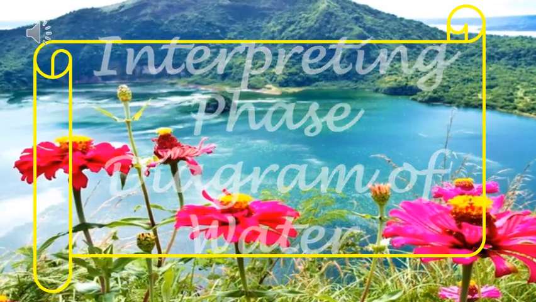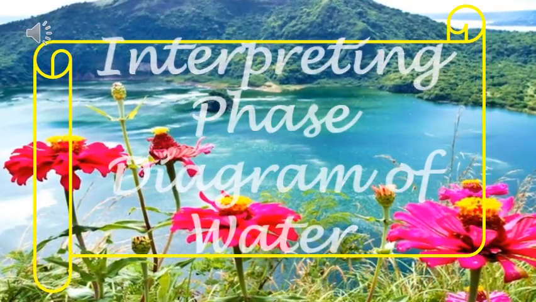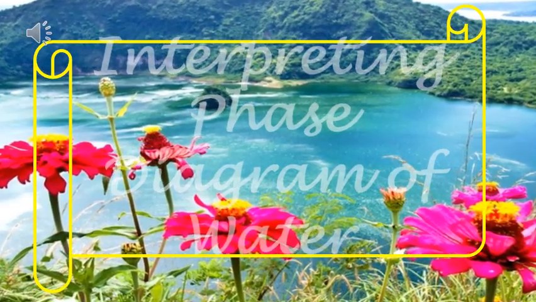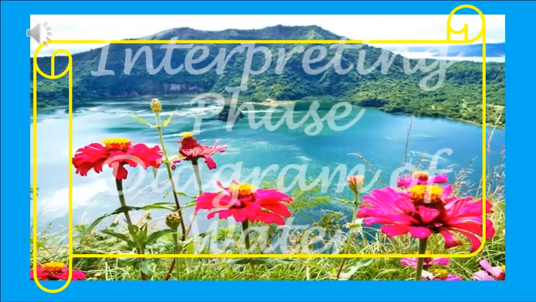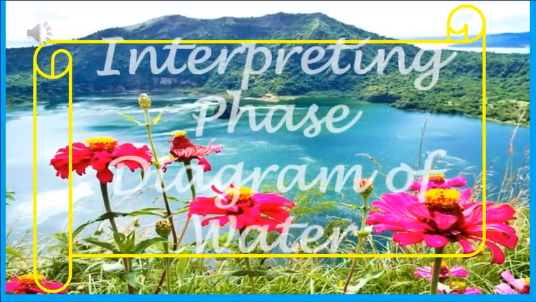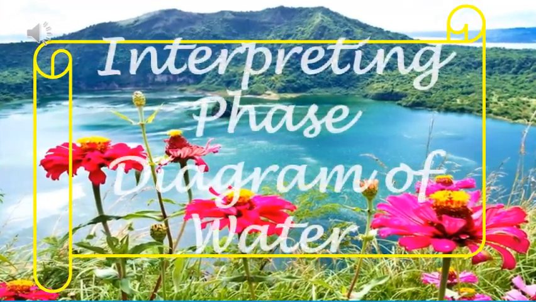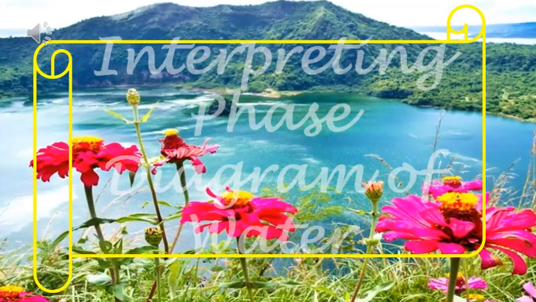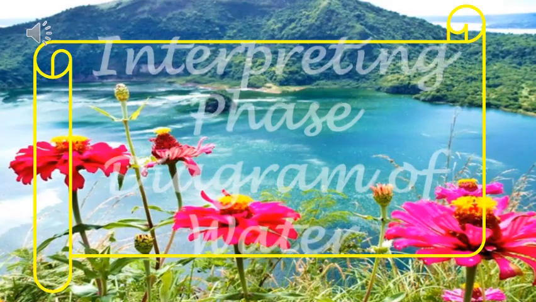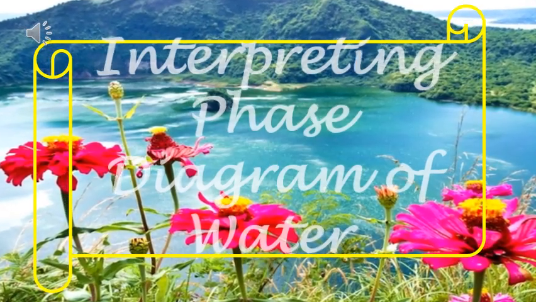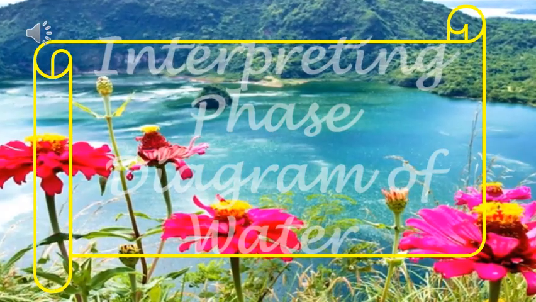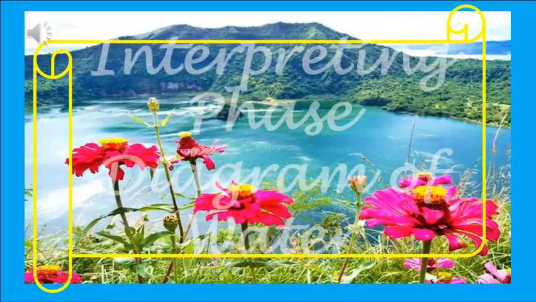In today's episode, we interpret a phase diagram for the substance water. The water phase diagram is a pressure-temperature diagram that represents various water phases, including liquid water, steam, and ice under different conditions. So just hang on, watch, and learn.